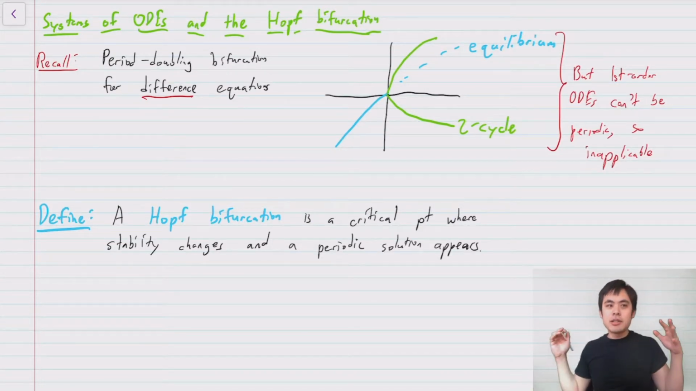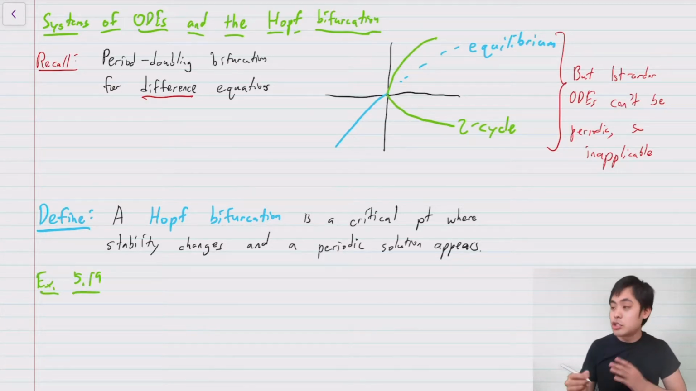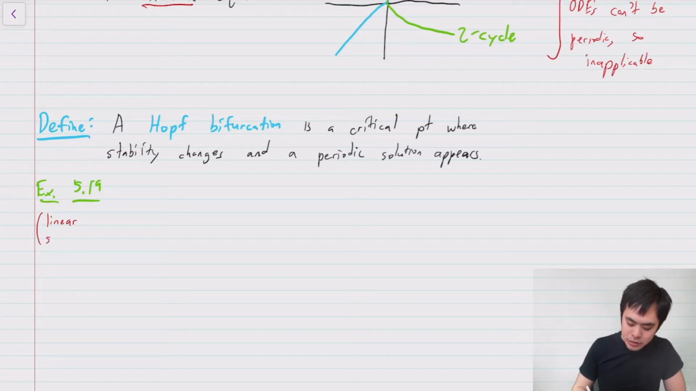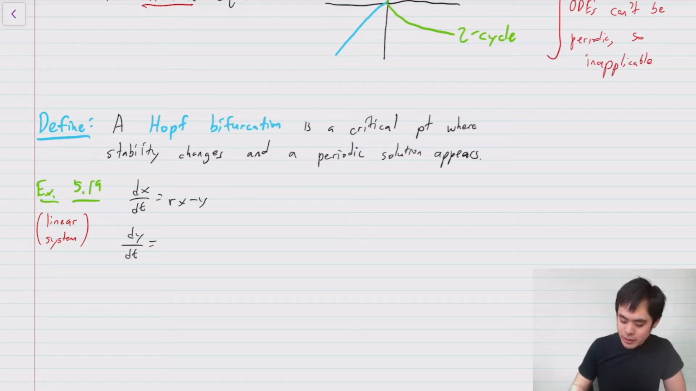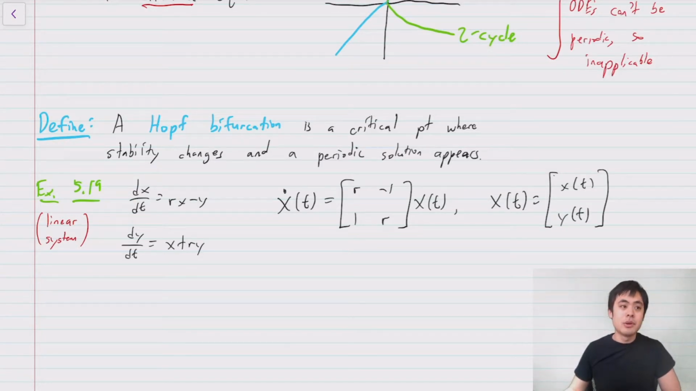And let's start out by trying to understand this with a really simple, basically linear example. This is going to be example 5.19 in the textbook. And then we're going to generalize it, because this is a little bit more complicated to understand. So let's start with this linear system where dx/dt is equal to rx minus y, and dy/dt is equal to x plus ry. We can also rewrite this as x dot of t is equal to the matrix [r, -1; 1, r] times x of t, where x of t is x of t and y of t.